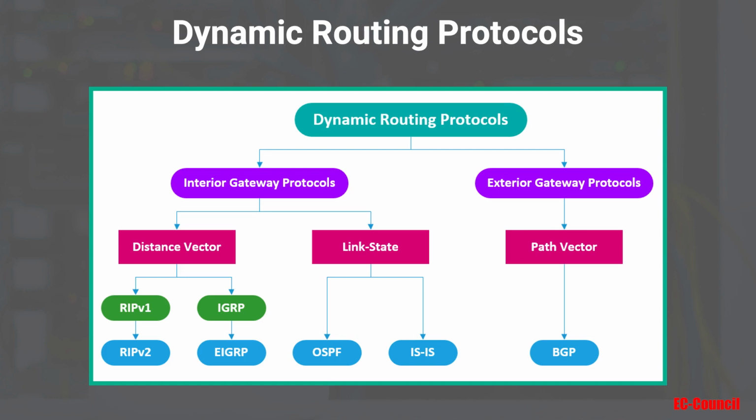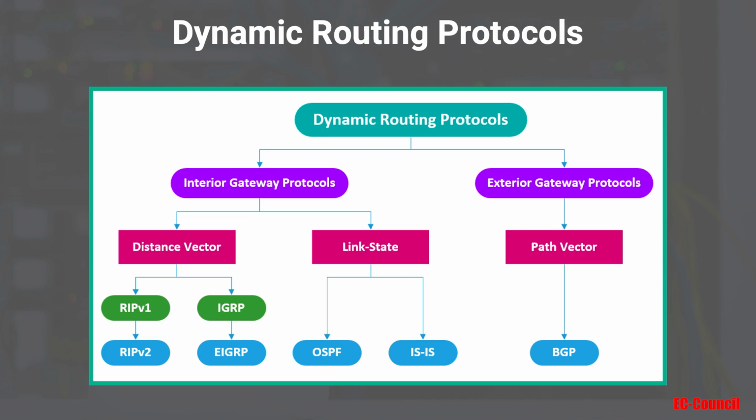And it's not really used anymore because RIP has a maximum hop count of 15. So which means if you are using RIP within your network and between a source and destination there are more than 15 hops, RIP will not be able to forward traffic between that source and the destination.